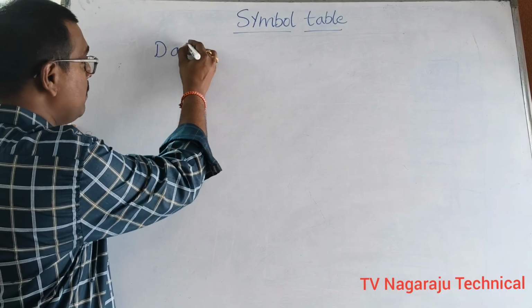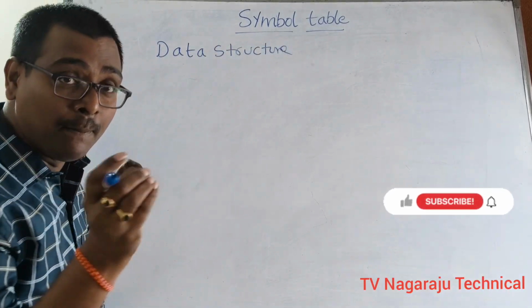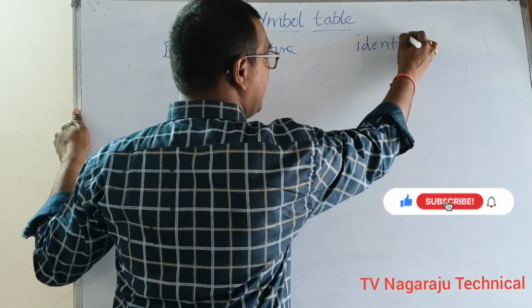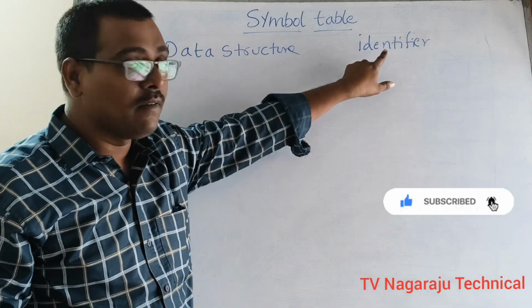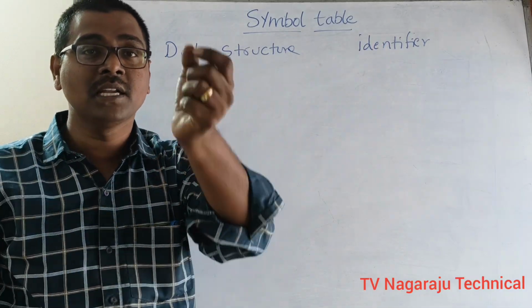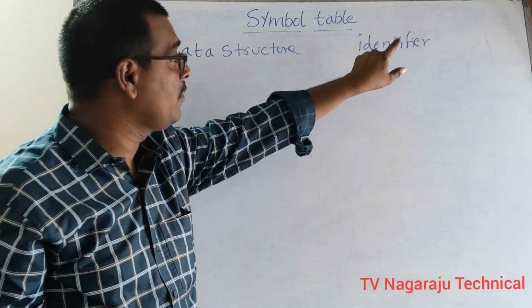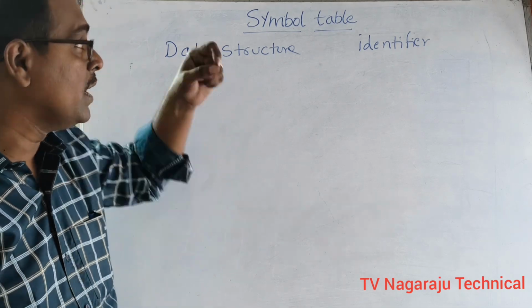Symbol table is simply a data structure that is used by the compiler to store information of an identifier. What is an identifier? Identifier is a variable or a constant or a function or the parameters that are used inside the function. To store such identifier information is placed in the symbol table.